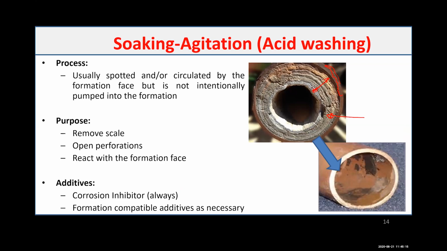And what you actually would like is to remove the scale. This scale builds up with time. So you start initially seeing a small reduction in production until it's completely built up, becomes big, and completely plugs the tubing. And if it completely plugs the tubing, you will completely lose your well. So you are pumping acid just to remove this and restore it to the original path.